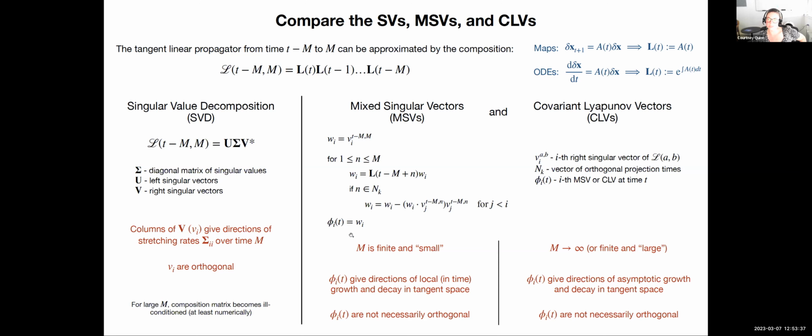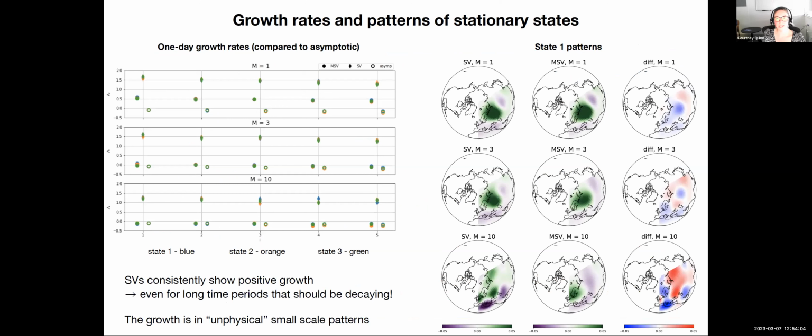So when your window is finite and small, you're getting these directions of local growth and decay in your tangent space. The difference between SVDs and MSVs is that the MSVs don't have to be orthogonal, which is the same as the empirically calculated mixed singular vectors in ECMWF. And then as you take this to longer time, you get the asymptotic behavior. In terms of patterns and growth rates, your singular vectors consistently show positive growth, even for long time periods when they should be decaying, as you push them forward.